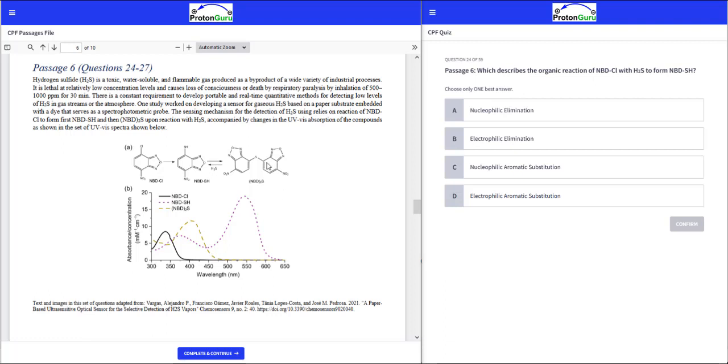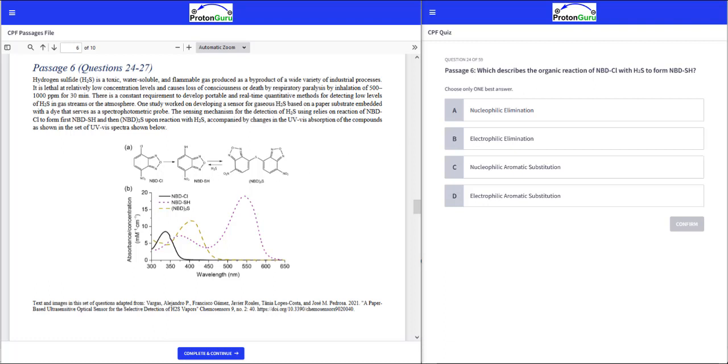And you see that we have some information given to us with this question. A plot of UV-Vis data as well as some structures. Let's go into the questions. Which describes the organic reaction of NBD chlorine with H2S to form NBDSH? The structures and these names they give to them are given down here, so we really only have to look at the scheme to figure this out.